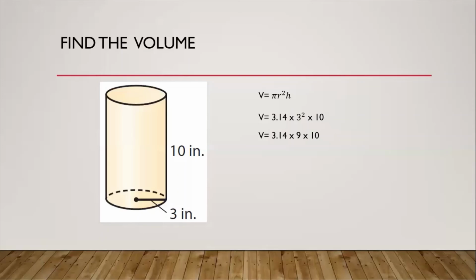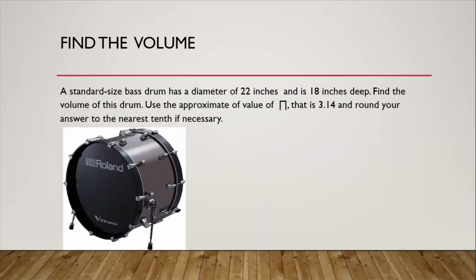So the next one is we are going to multiply 3.14 times 9. That is 28.26. So 28.26 times 10, which is its height. The total answer for the volume of this cylinder is 282.6 cubic inches. Okay, so very good, kids. We are able to find the volume of this cylinder using the formula volume is equal to pi times r squared times the height.